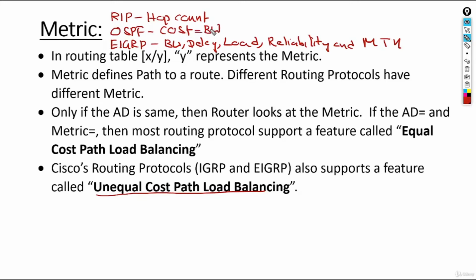Just to understand the OSPF metric, it is cost, and it is based on bandwidth, an inverse of bandwidth. For EIGRP, even though there are 5 different metric values, by default it uses bandwidth and delay. We will talk about all of these when we cover OSPF and EIGRP separately, but you must understand how to read the routing table and the difference between admin distance and metric.